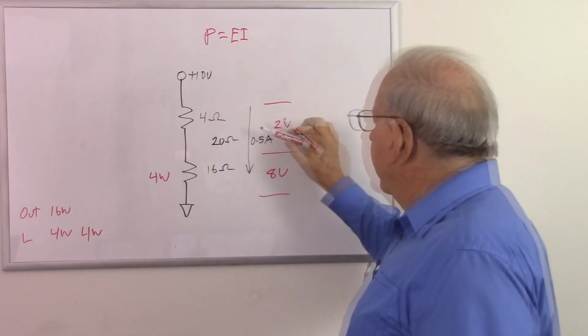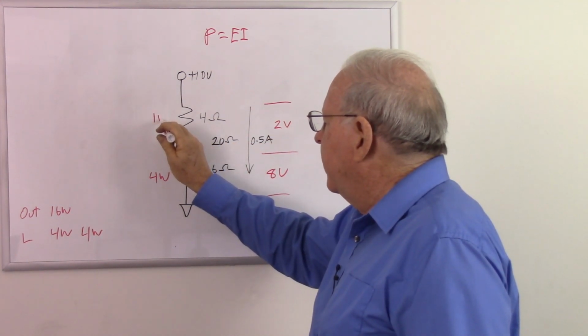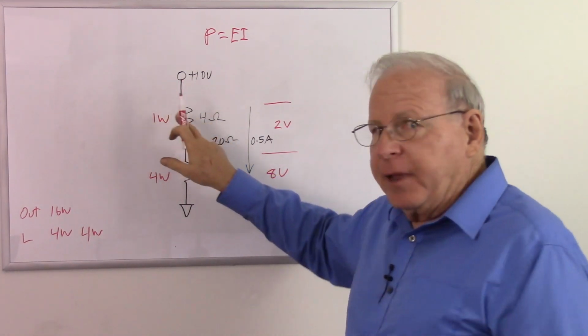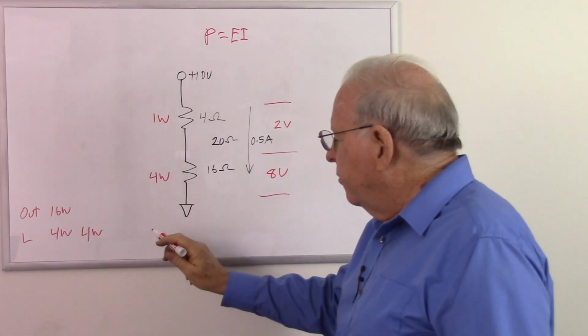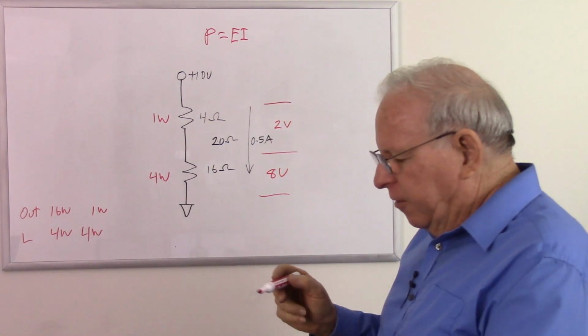What's happening up here? Well, we have half an amp and 2 volts, so 0.5 times 2, that's 1 watt up here. So we're not producing an incredible amount of power up here, but we're still only producing 4 watts here. So that's our scenario there.